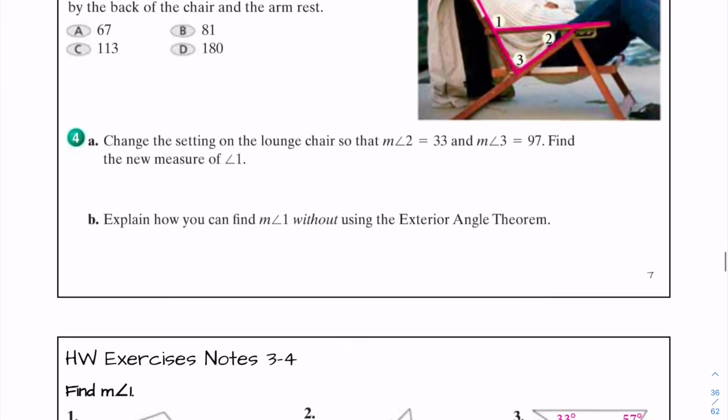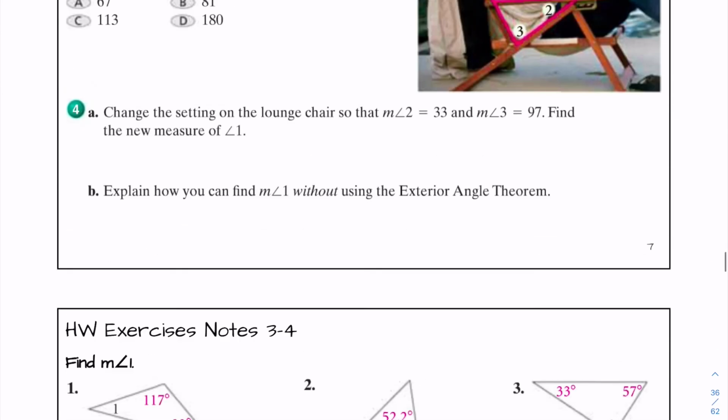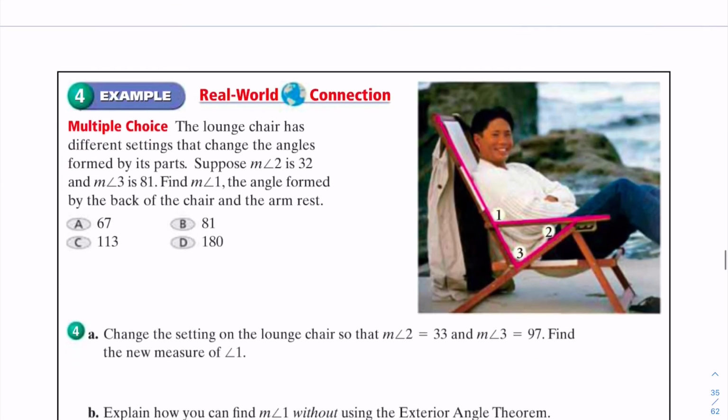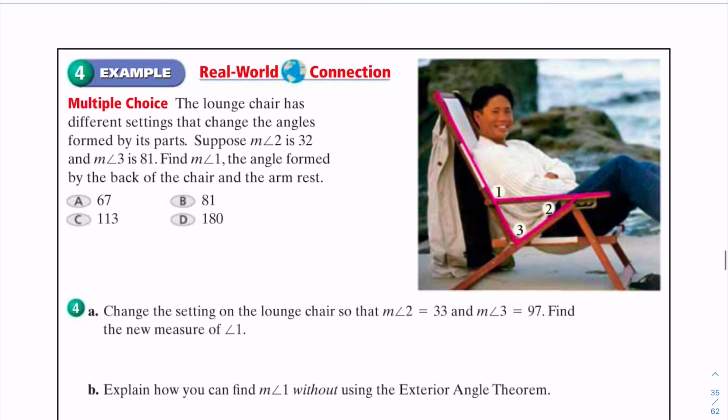Okay, we are getting close to the end. There's your notes. We'll do these in class, but let's try to finish this with one last example. The lounge chair has different settings that change the angles formed by its parts. Suppose that the measure of angle 2 is 32 degrees. This is very hard to see. Let's see if I can come up with a better color. 32 degrees. There we go. And the measure of angle 3 is 81 degrees. Find the measure of angle 1.